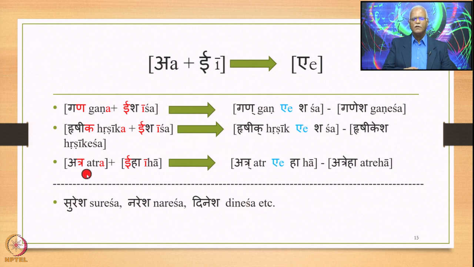Finally, we take the example of guṇa-sandhi taking place between two padas. So we have atra and iha. Atra is a separate pada, iha is another separate pada, a coming at the end of this first pada and e coming at the beginning of this subsequent pada, and both these padas are in samhita mode. So 6187 applies, and substitutes a and e by a. So we have atra, a and ha, so we have atreha.